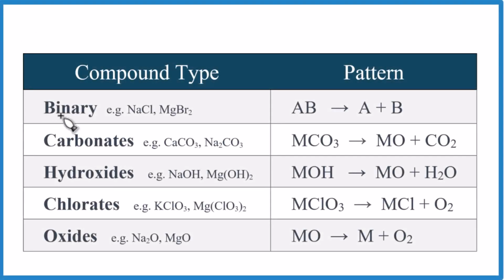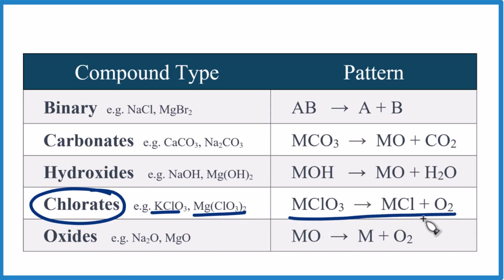When we talk about predicting the products of decomposition reactions, it's kind of tough because there's a lot of different categories that we can fit these decomposition reactions into. So we're going to look in this video about the chlorates in particular, potassium chlorate, magnesium chlorate, and we're going to use this pattern here to make it kind of easier to figure out what those products will be.